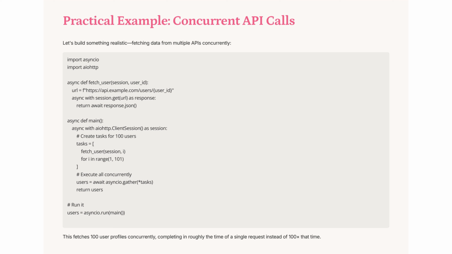By creating tasks for 100 user profiles, asyncio.gather executes them simultaneously, drastically reducing the time compared to sequential requests. This approach efficiently handles multiple API calls, demonstrating the power of asynchronous programming in real-world applications.